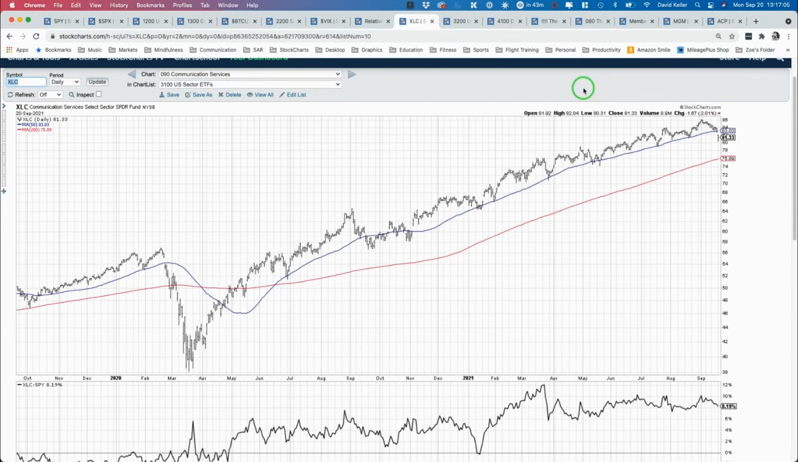When we come back from the break, we'll look at some of the individual stocks that may be fitting that criteria and may not be. We'll be back here in just a minute with Shifting Stocks.